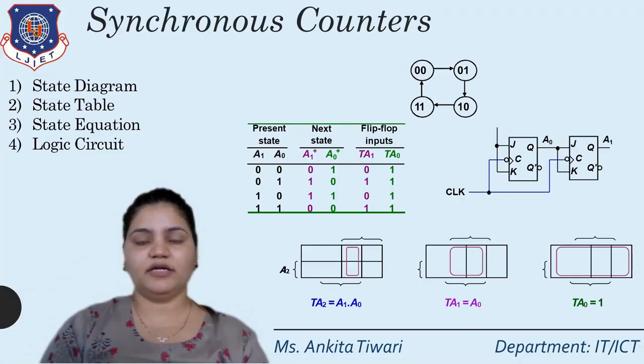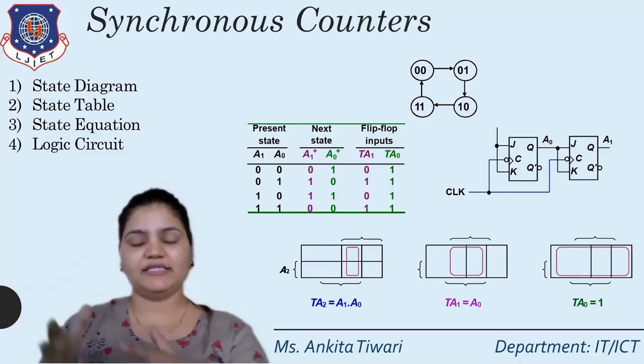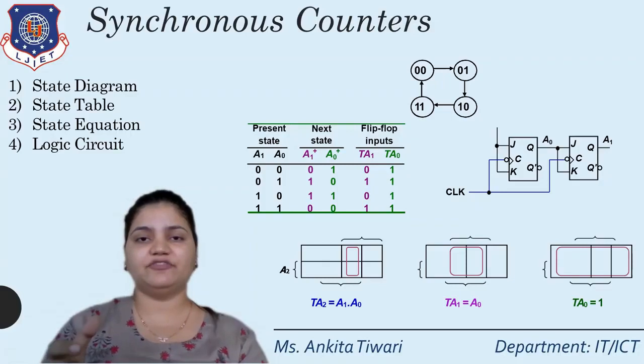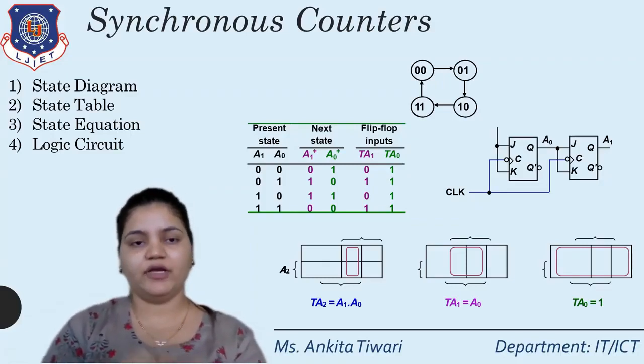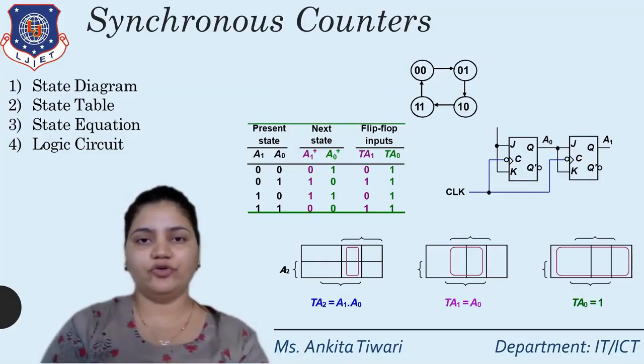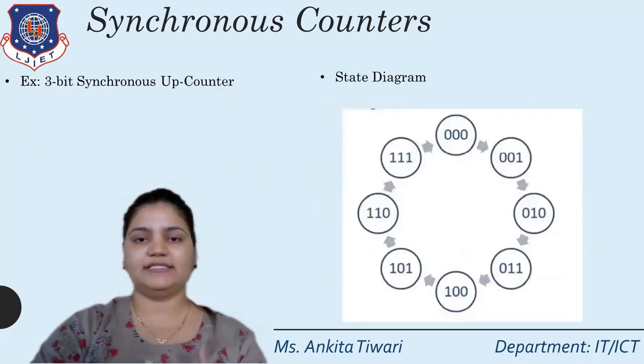Then the next is the state table, as you can see, where we have the present, next and excitation table values. The third thing is the state equation. Here I have taken an example to show how to derive the state equation. We have to use K-map for it. And the last is the logic circuit, where we will use flip-flops and gates in order to draw the circuit. Now we'll take one particular example and see all these steps.